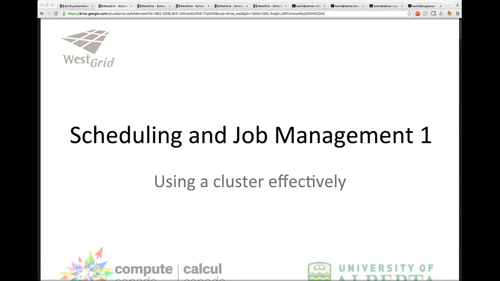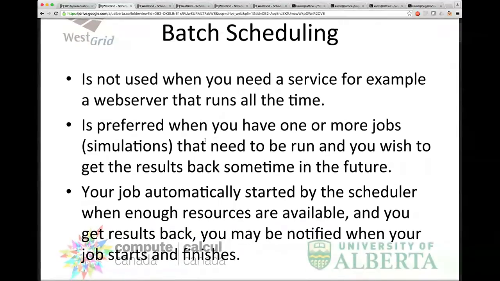So in this first beginning, we're going to go through scheduling theory, some basic job submission, and submitting parallel computing jobs. A little bit about batch scheduling. Batch scheduling is not used when you need a service, for example, a web server that runs all the time. It's preferred when you have one or more job simulations that need to run and you wish to get the results back.